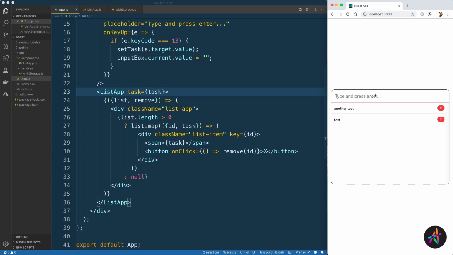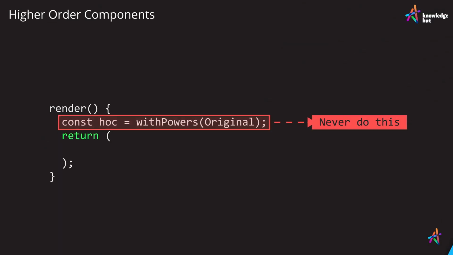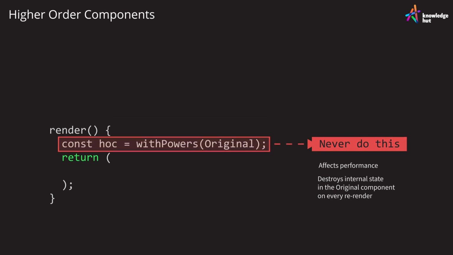It is important to note that higher order components should never be created inside the render method. Not only does it affect performance, but it also kills any internal state that the higher order component may have been maintaining on every re-render of the component, which is never desirable. Creating the higher order component outside, just as we did in our example, will create a single and consistent instance of the component that maintains state and children as desired.